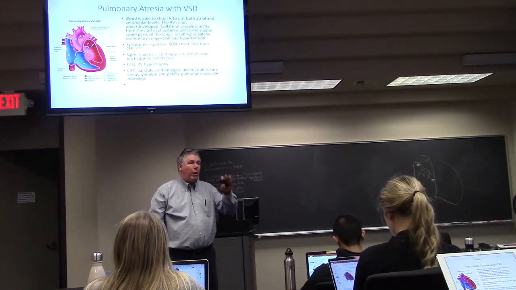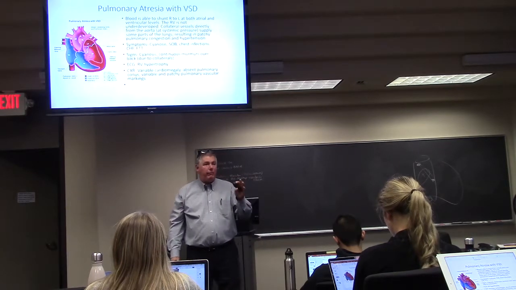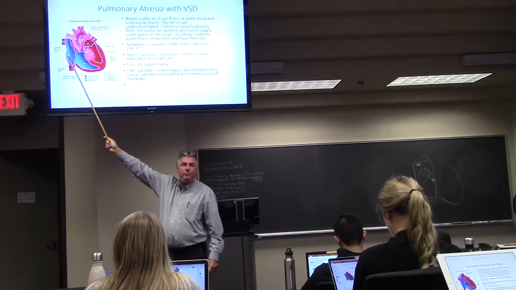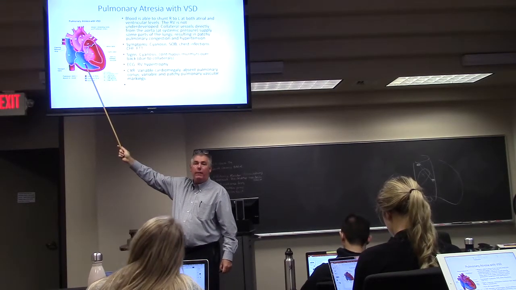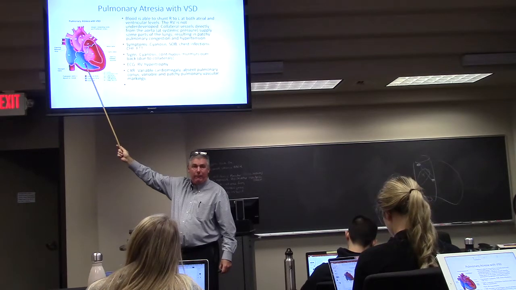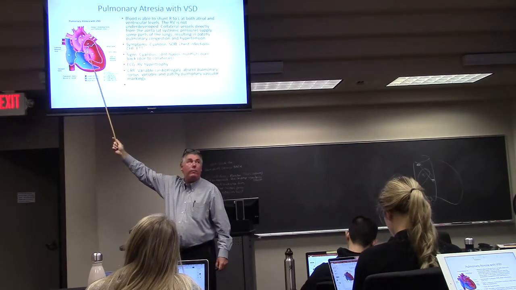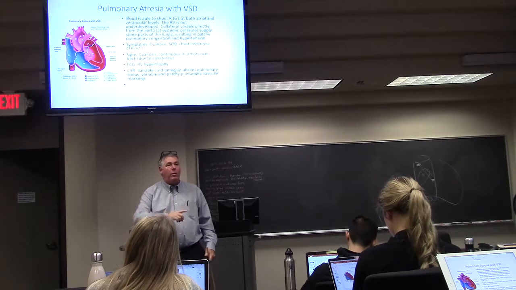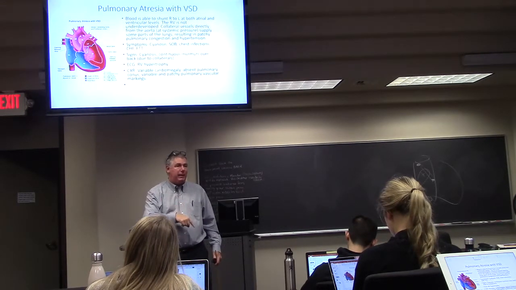So what's going on here is that, note the direction of blood flow. You've got blood entering the right atrium, then into the right ventricle. There is no outlet from the right ventricle, so the blood goes across the VSD into the left ventricle. So the direction of blood flow is opposite of what you would normally see in a VSD.